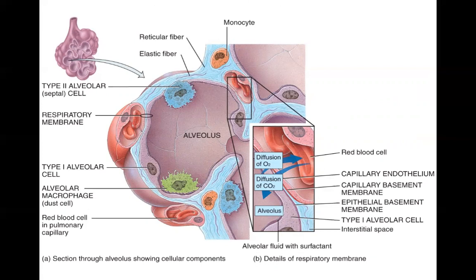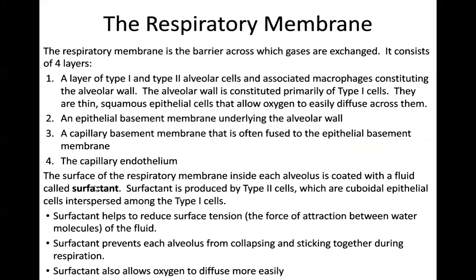And that's great because we want gas exchange to be really easy. We don't want it to be hard for oxygen to go into our blood, CO2 to leave the blood. And now, there's also those type 2 cells that I was mentioning, which produce a fluid called surfactant, which is a fluid inside of the alveoli. Once again, it's produced by type 2 cells, cuboidal epithelial cells interspersed among the type 1 cells. So what is a surfactant? It helps reduce what we call surface tension, which is the force of attraction between water molecules of the fluid.